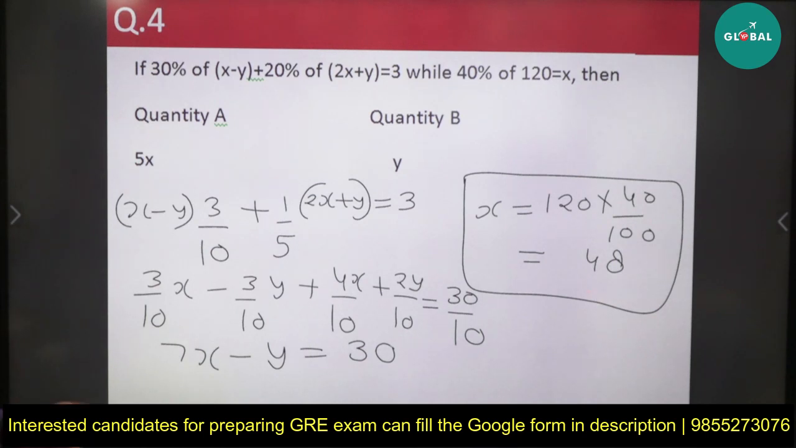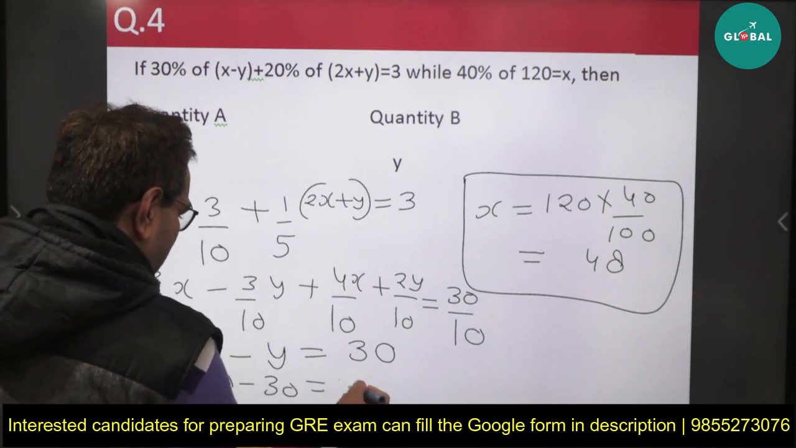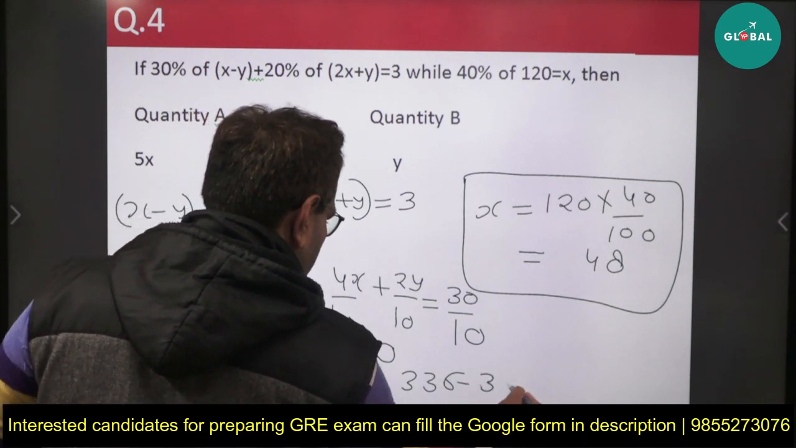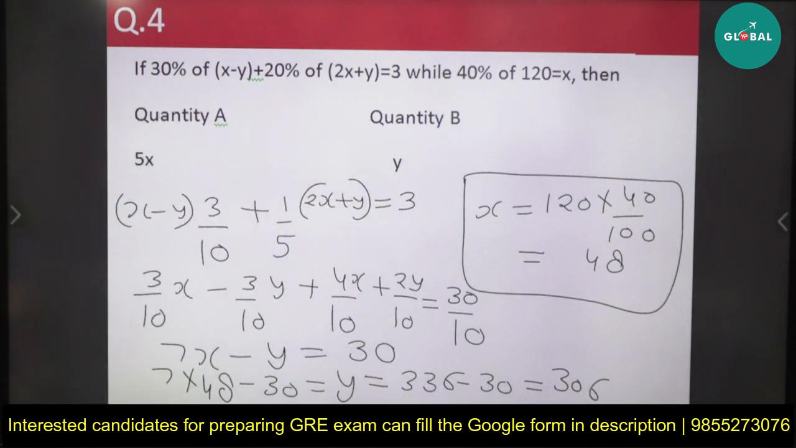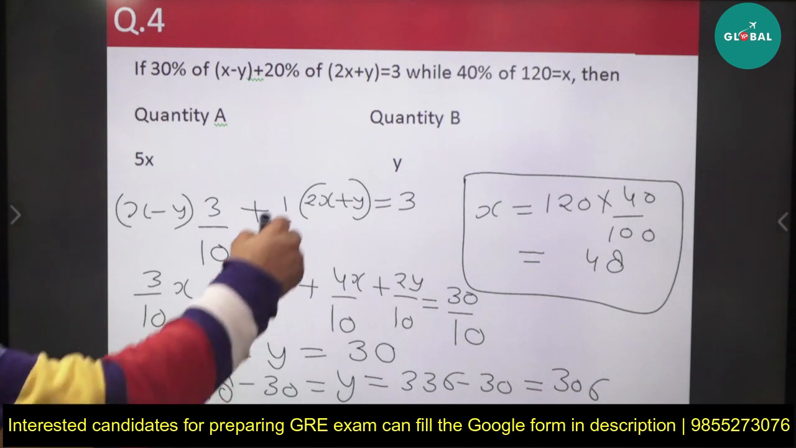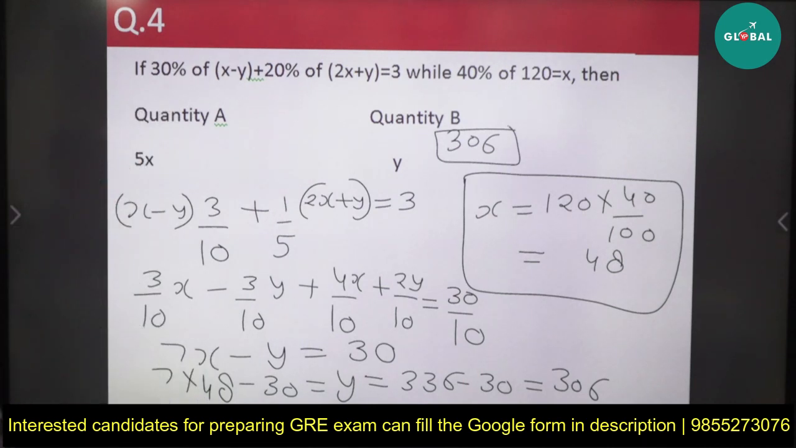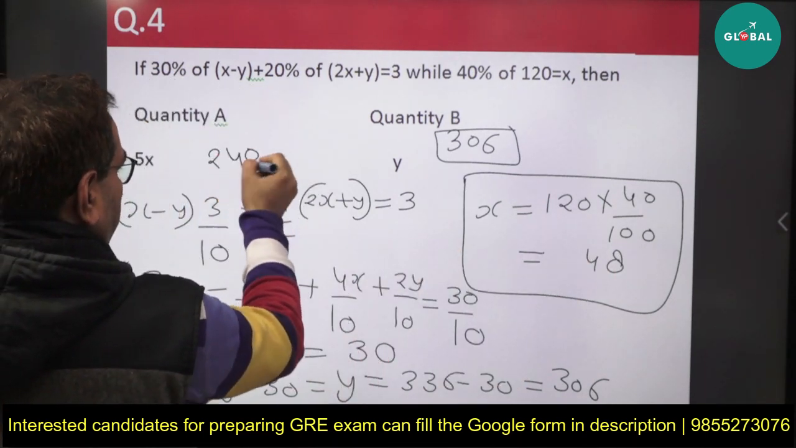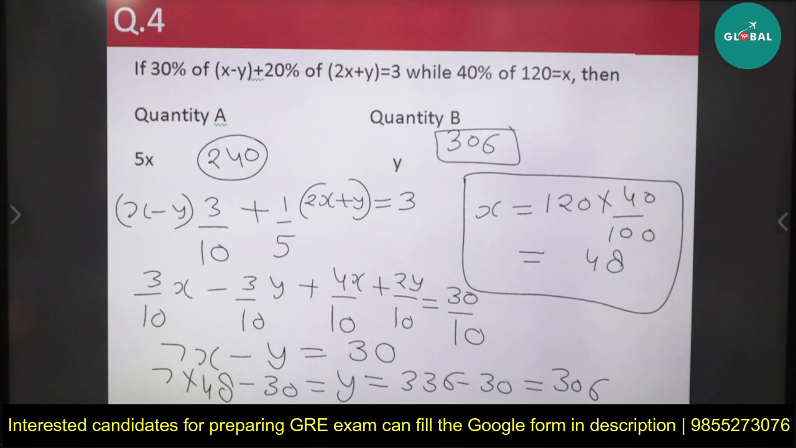Now x is 48. So 7 into 48 minus 30 equal to y, equal to 336 minus 30, so equal to 306. So y is equal to 306. So this quantity B is 306. Now 5x, so 5 into 48, 240. So this is greater than this. So B is our answer. In the exam, quantity B is greater than quantity A.